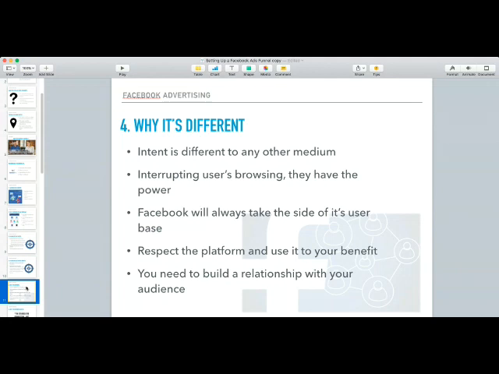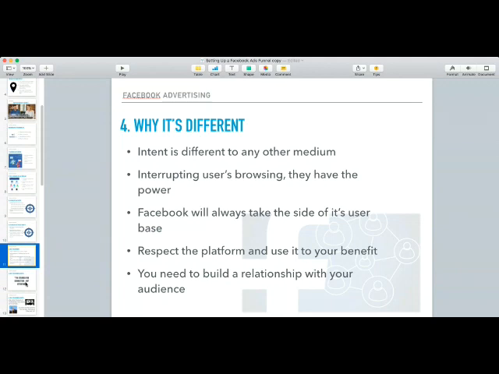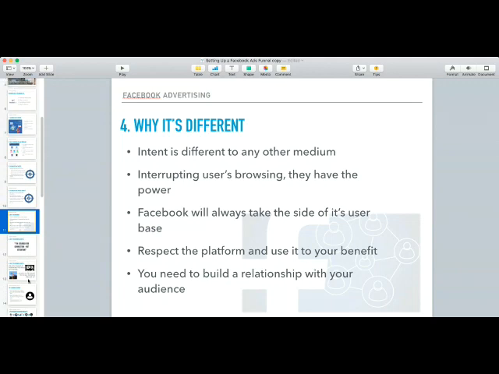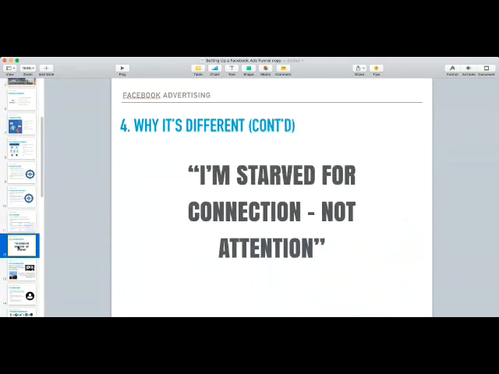So you need to respect that platform, and really you need to be able to work on building a relationship with your audience. And that takes time, like anything. And that's really the basis behind the Facebook advertising funnel. And I like this quote. I can't remember who it was from, but I think this really wraps up Facebook's user base and really social media in a nutshell: they're starved for connection, not attention.